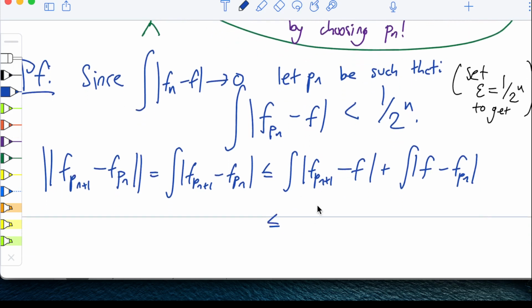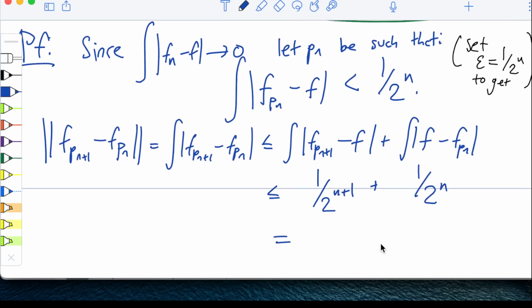This one is less than or equal to 1 over 2 to the n plus 1. This one is less than 1 over 2 to the n. And that's an addition I can do. That's equal to 3 parts over 2 to the n plus 1, because this one is like 2 parts, 2 over 2 to the n plus 1. 2 plus 1 is 3, giving that. Okay. So by choosing it in this way, I made it so this thing is less than 3 over 2 to the n plus 1. And now I can take the limit.